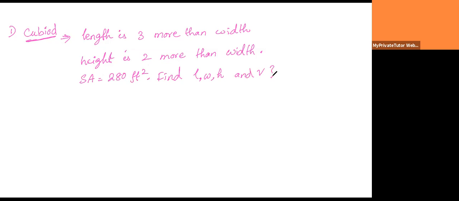Guys, do you understand? Maybe I haven't written the question in a complete way, but I hope this is enough to understand what the question means. The length of a cuboid is 3 more than the width, and its height is 2 more than the width. The surface area of the cuboid is given, which is 280 feet square. From this, we need to find length, width, height, and volume. Please let me know if the question is confusing.